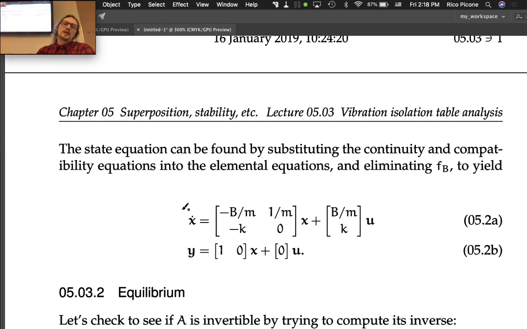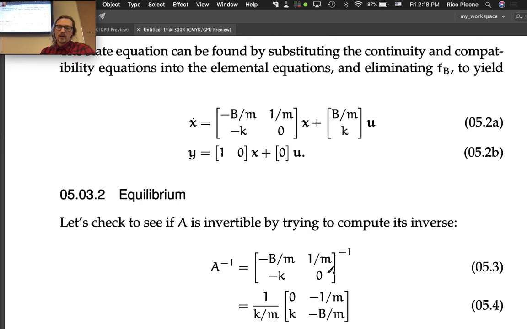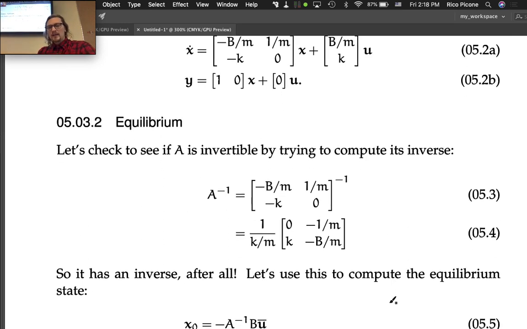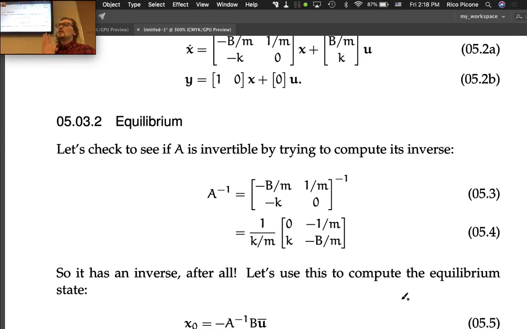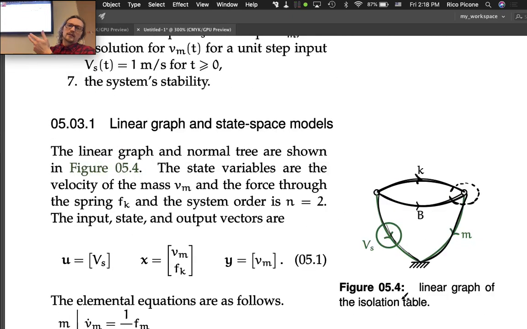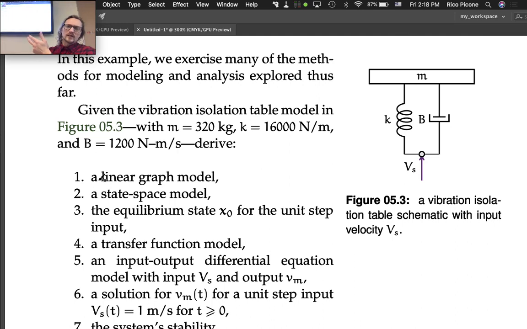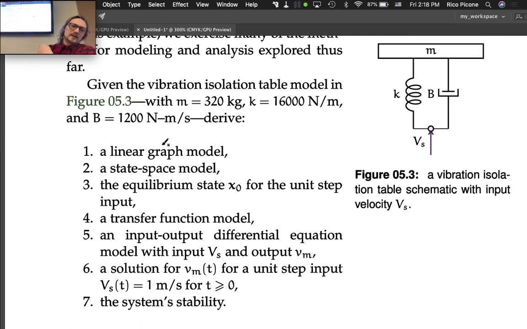Okay, so second order system, 2 by 2 A matrix. This is our standard form, and pretty straightforward. So that wasn't too bad. The state space modeling aspect, I think everybody's pretty much on board with that process here. And then the next thing we wanted to look into, so we've got the linear graph model and the state space model. Let's review what we're trying to find in this problem. So linear graph model, state space model. So check and check. 3, the equilibrium state, x naught for the unit step input.